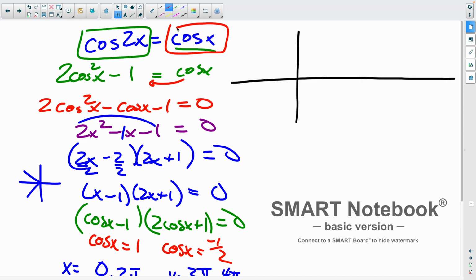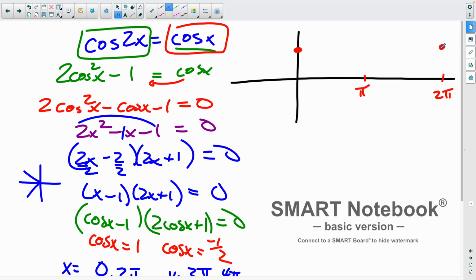Can I graph that? Yes. Should be pretty easy, right? Yes, we just did it a second ago. Where does cosine begin? At the top. And it ends at 2 pi. It's got a period of 2 pi, so I'll see another high point at 2 pi.